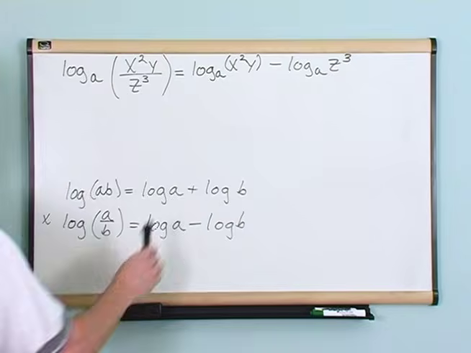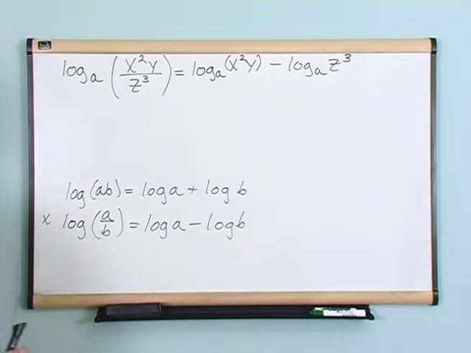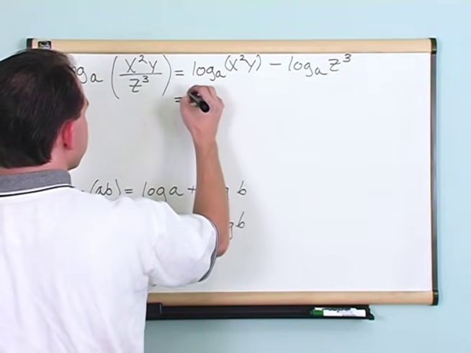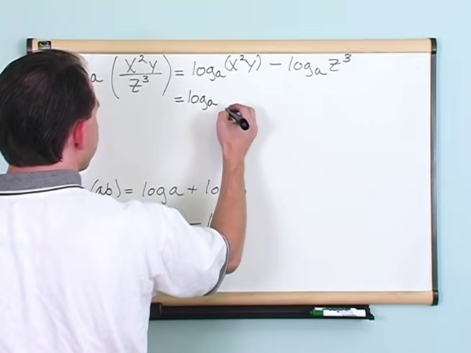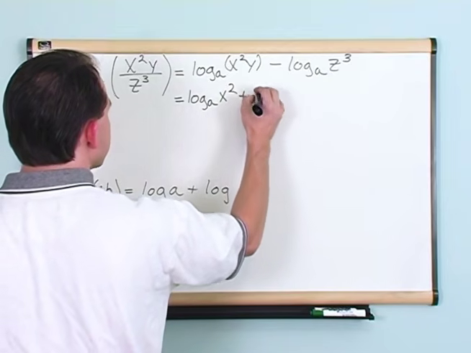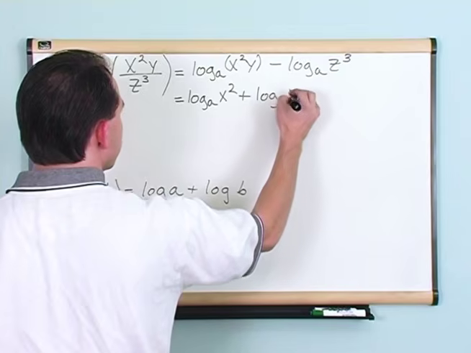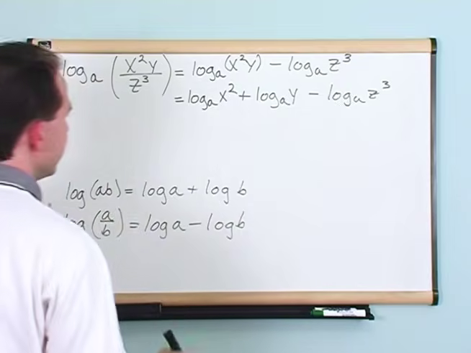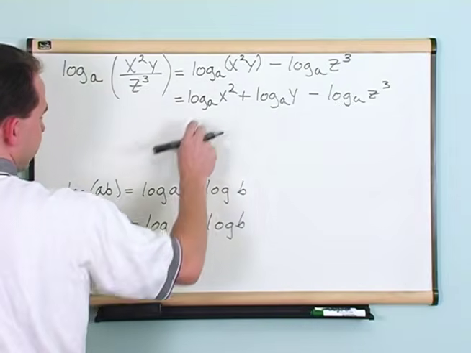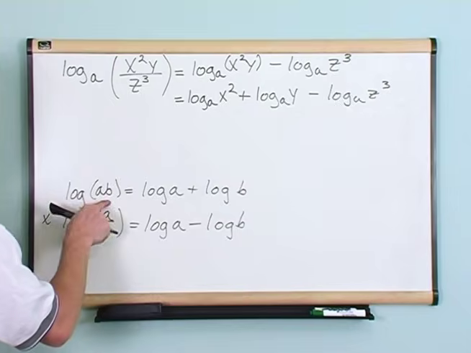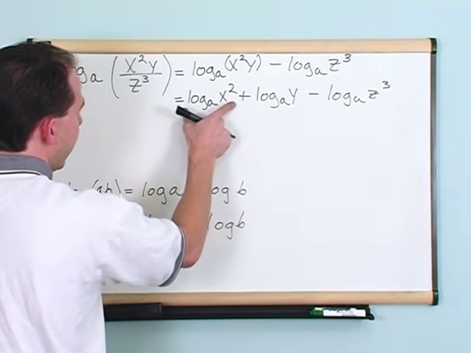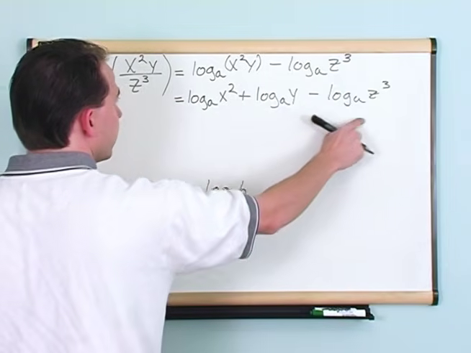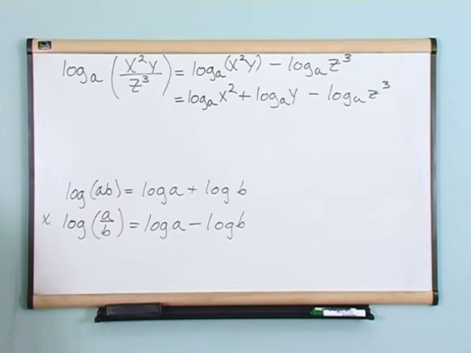Great. Now I notice that this is a product of two items. So I'm going to further expand this and say this is log base a of x squared plus log base a of y minus log base a of z cubed. And you can see all I did here is I took this and I used this expression: log of a times b is equal to log a plus log b, where a is equal to x squared and b is equal to basically y. And then I just kept this there at the end.